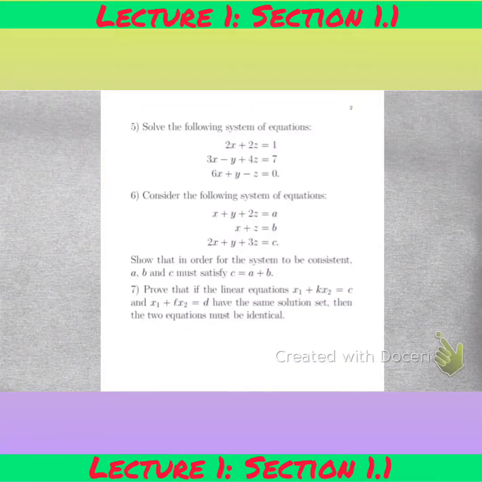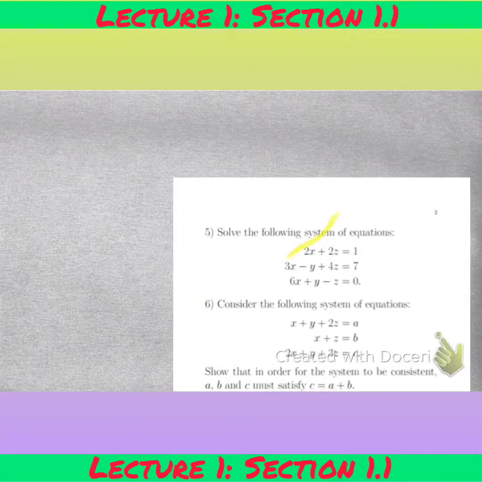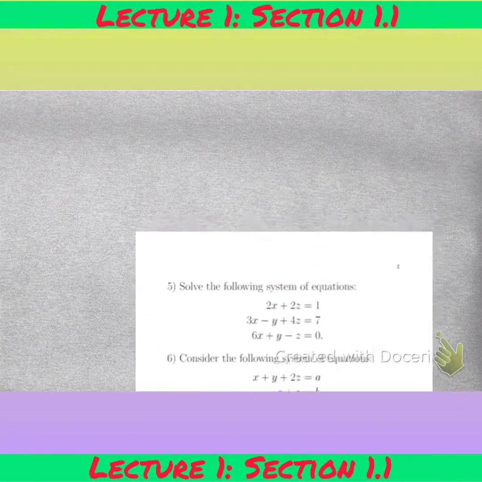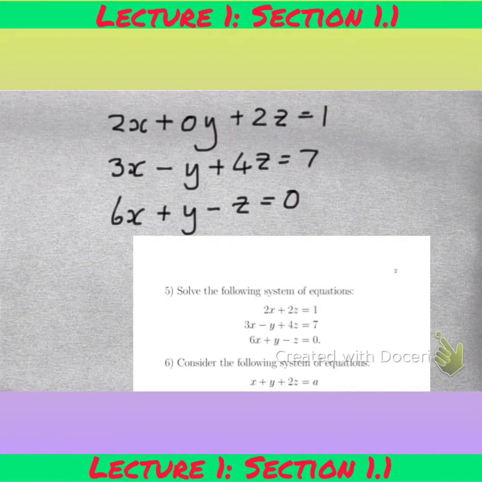Right, so the next question is solve the following system of equations. Again, we've got 3 equations with 3 unknowns, and we're asked to solve this system. I'm going to solve it by setting up an augmented matrix and then using that to solve this linear system. Writing that system down, we've got 2x plus 0y plus 2z equals 1, 3x minus y plus 4z equals 7, and 6x plus y minus z equals 0.